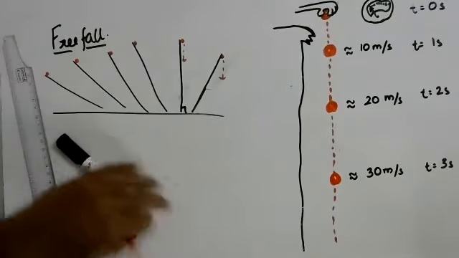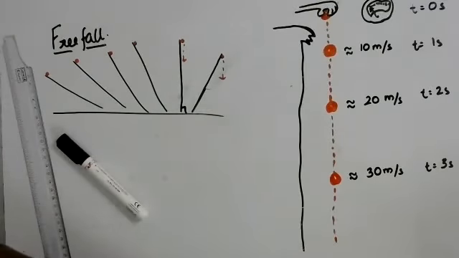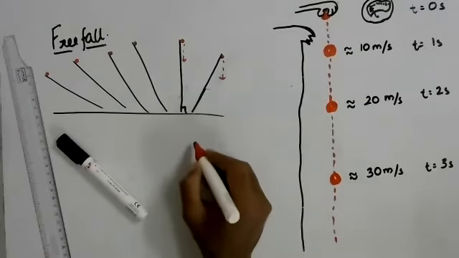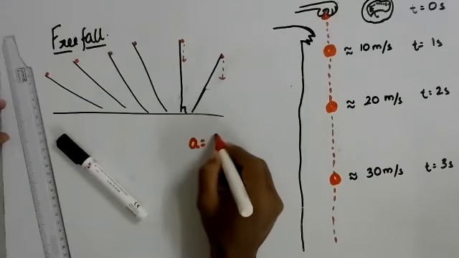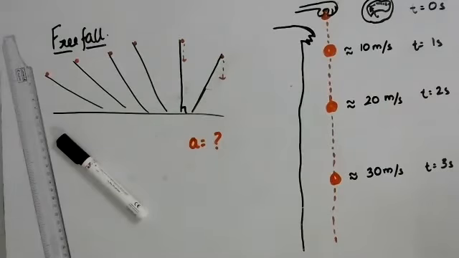Now I ask you, what is the acceleration of this object? So what is the acceleration equal to? How will you find out? You just subtract. You basically have the data. You have the change in time. You have the change in velocity, so you can find it.